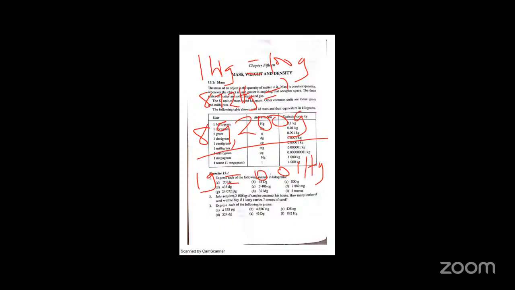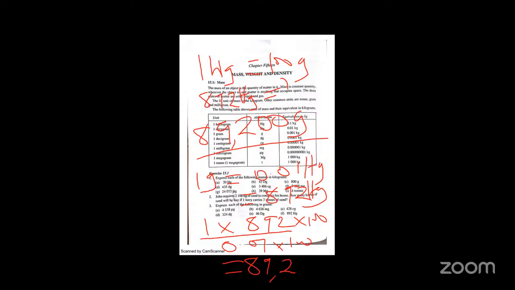How about 892 hectograms? What will you give us in terms of grams? We have 1 times 892 divided by 0.01, which is the same as multiplied by 100. To eliminate the decimals, multiply by 100 at the top also, so that your answer now becomes 89,200 grams. I don't know whether you are getting how this concept is done.